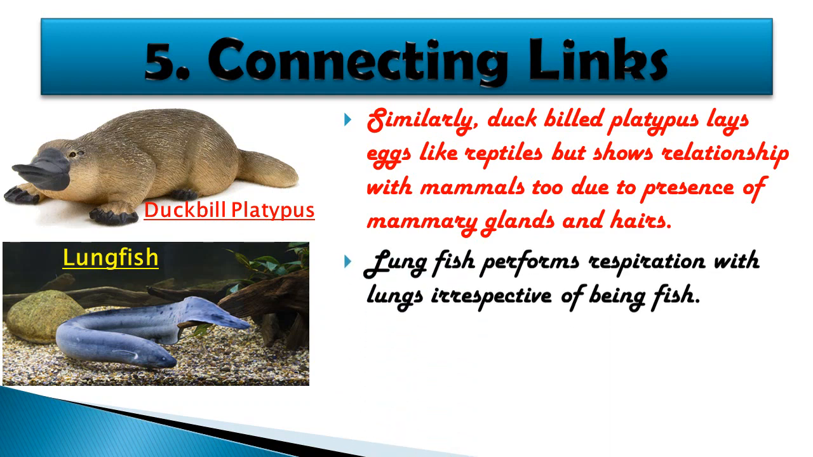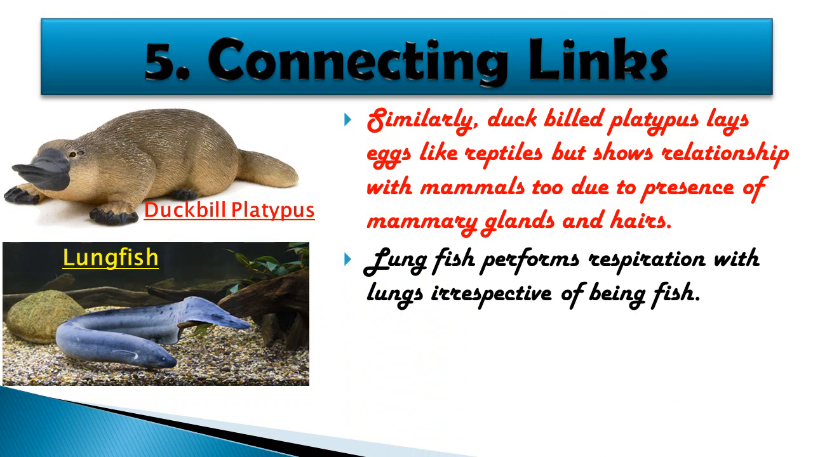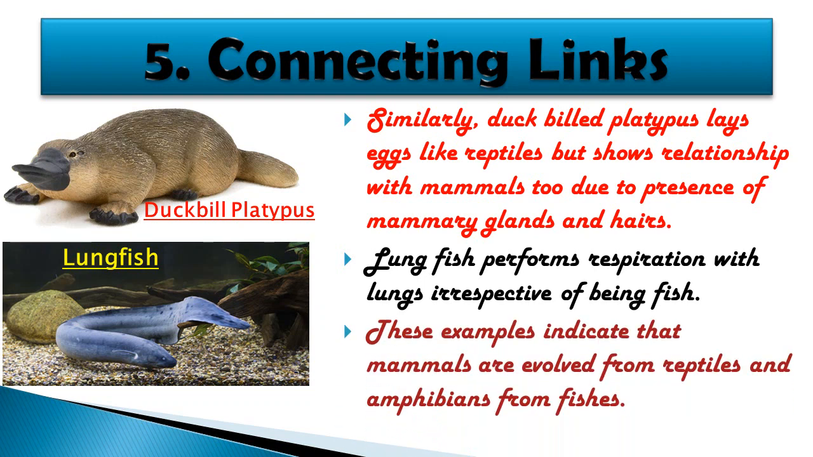And next is the lungfish. The lungfish performs respiration with lungs despite being a fish. That means fishes have gills for respiration, but instead of gills, the lungfish has lungs for respiration. Okay, and this example indicates that mammals evolved from reptiles and amphibians from fishes.